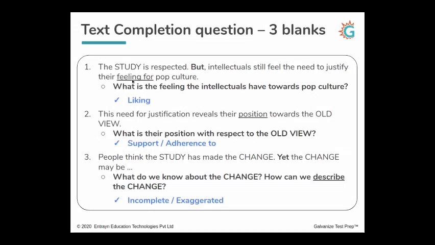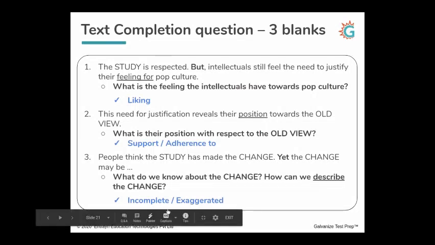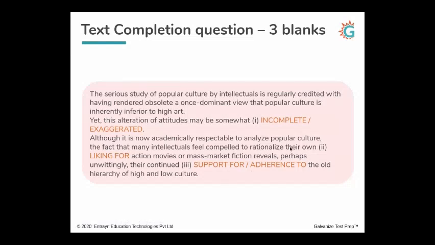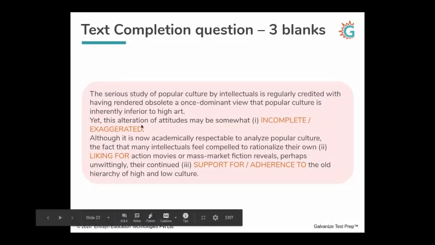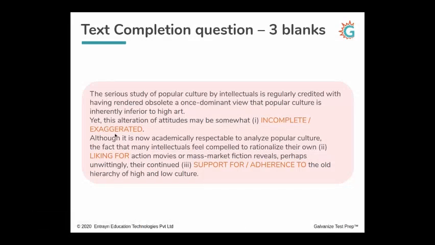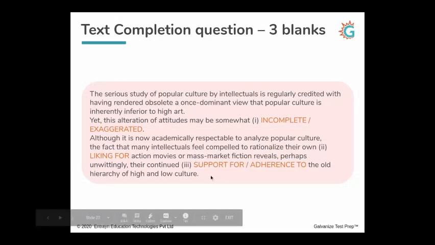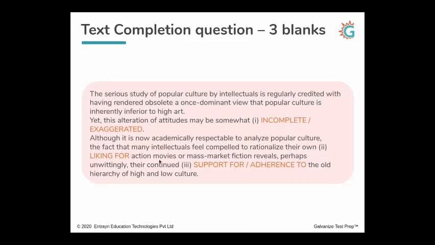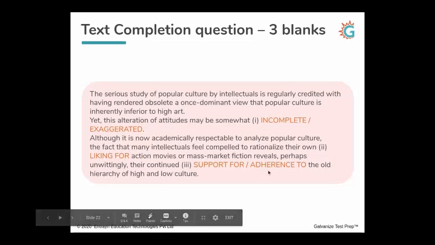Okay, for blank 2 I'm thinking of something like liking. For blank 3 I'm thinking of something like support to, and for blank 1 I'm thinking of something like incomplete or exaggerated. Okay, now let's go back to the question. This is how you'll fit it. Yet this alteration of attitudes may be incomplete or exaggerated, and these intellectuals feel the need to rationalize their own liking for action movies, and this whole phenomenon reveals their continued support for or adherence to the old hierarchy, old view. Okay, now this is what you will have in mind.